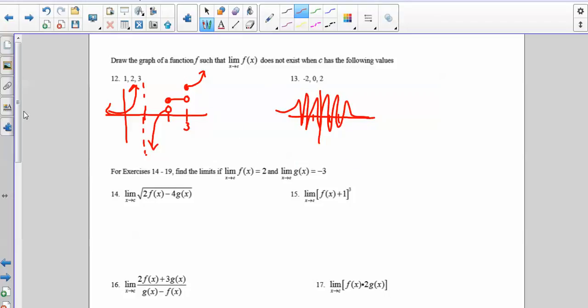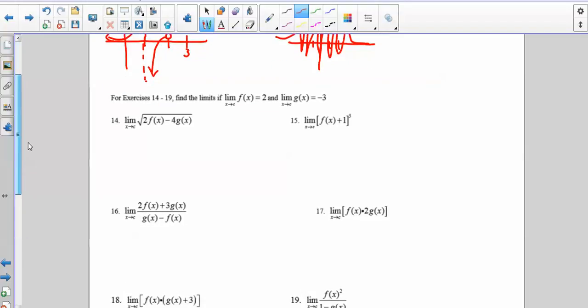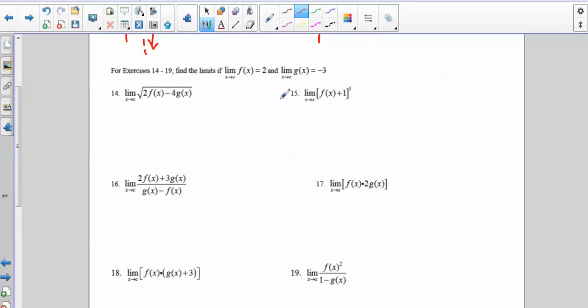In 14 through 19, we have two functions, f of x and g of x, and we know the limit as x approaches c for each of them. The limit as x approaches c for f of x is 2, and the limit as x approaches c for g of x is -3. So because of all the rules on the previous page, we can just take these values and plug them straight into the functions and find our answers. So you should try that before watching the video. Try it and see if our answers match up.